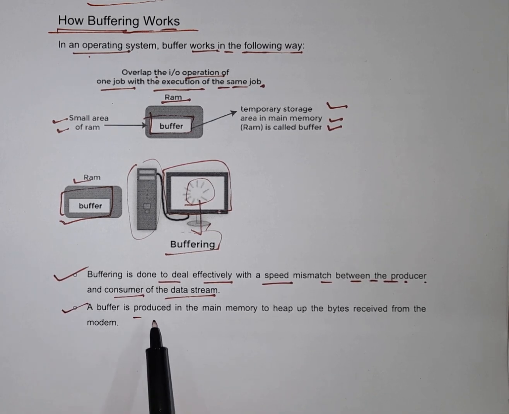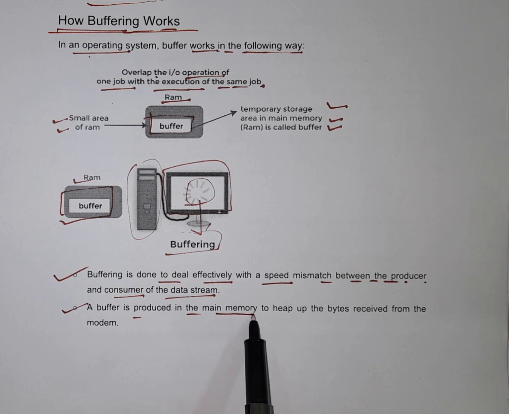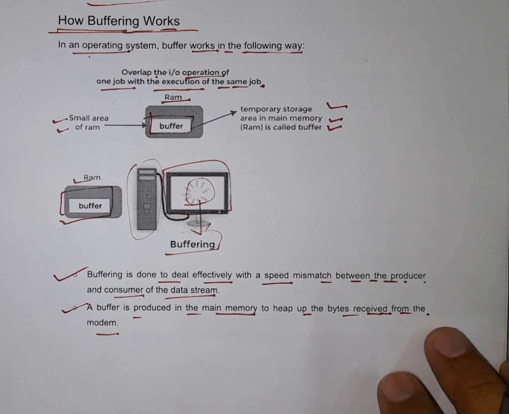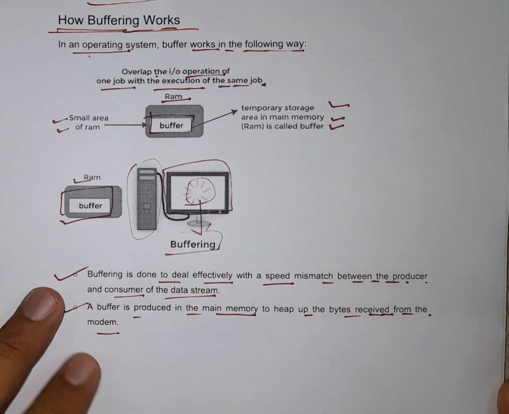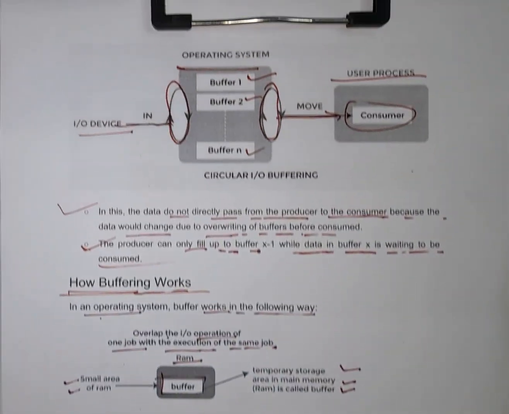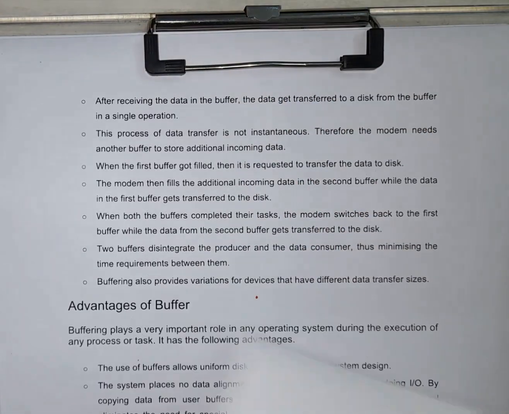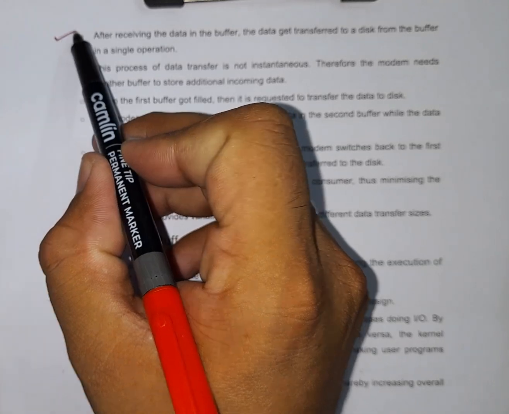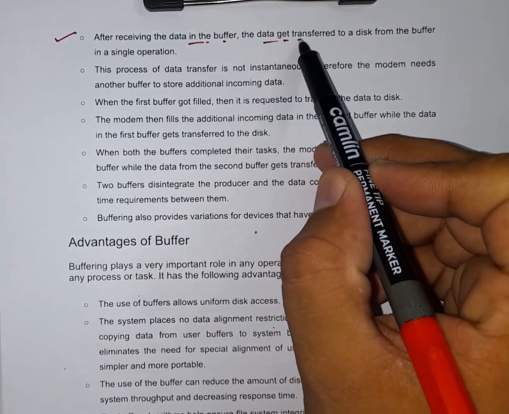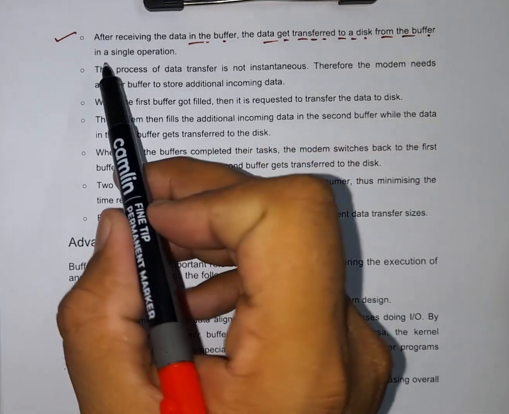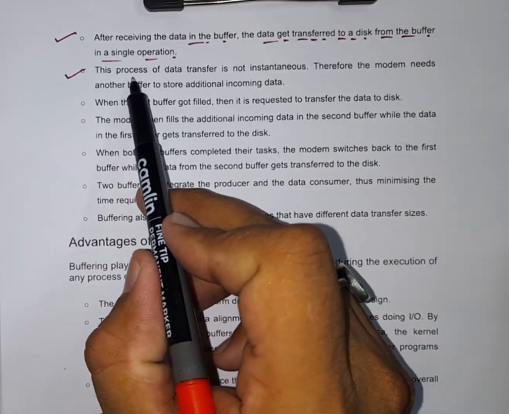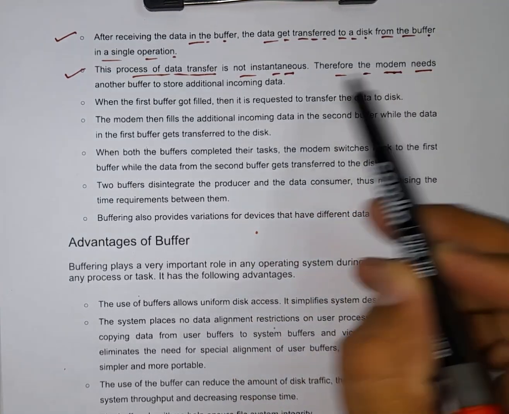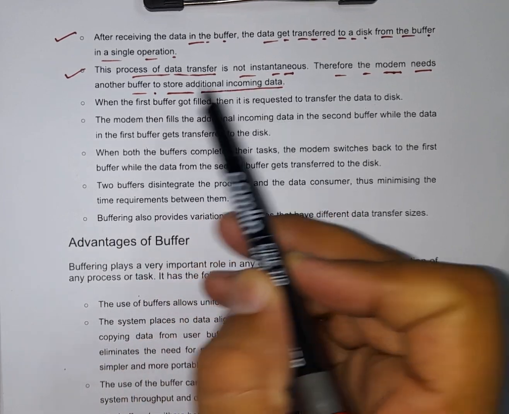Another one is buffer is produced in the main memory to heap up the bytes received from the modem. Then after receiving the data in the buffer, the data gets transferred to disk from the buffer in a single operation. This process of the data transfer is not instantaneous. Therefore, the modem needs another buffer to store the additional incoming data.